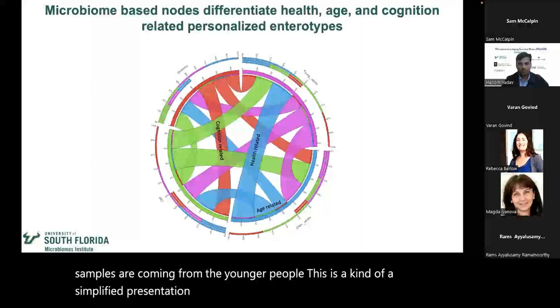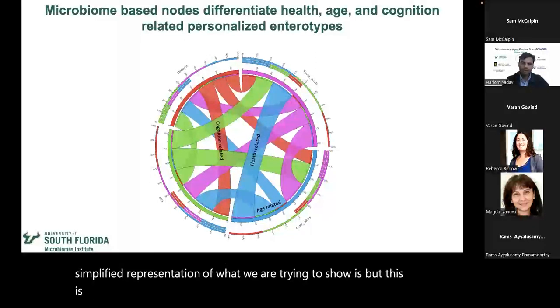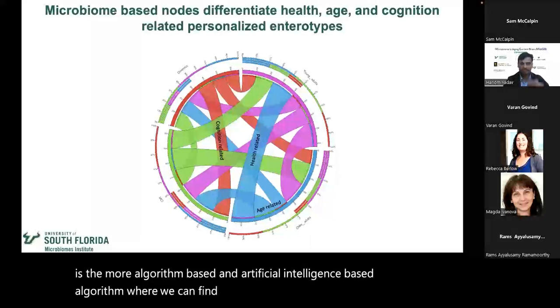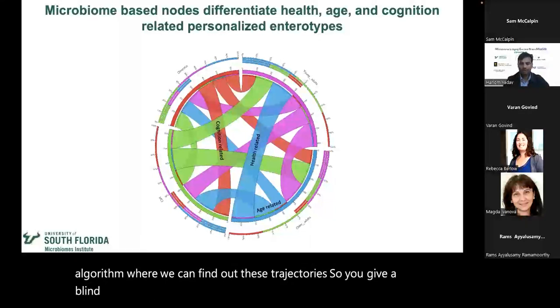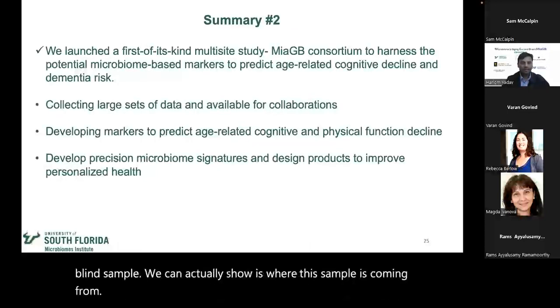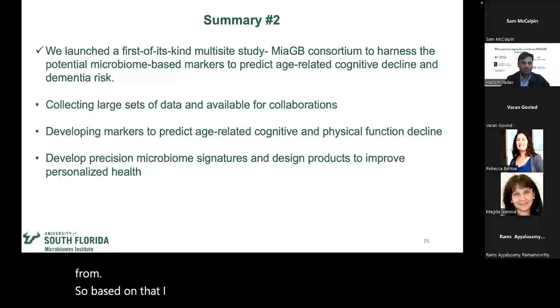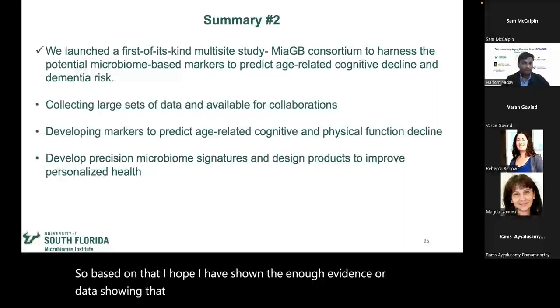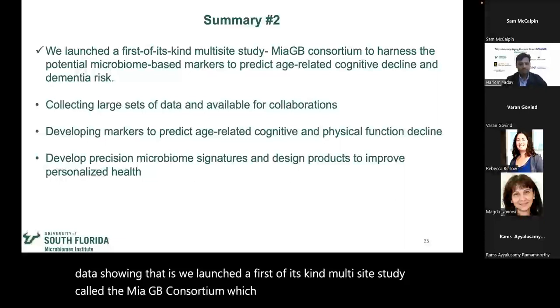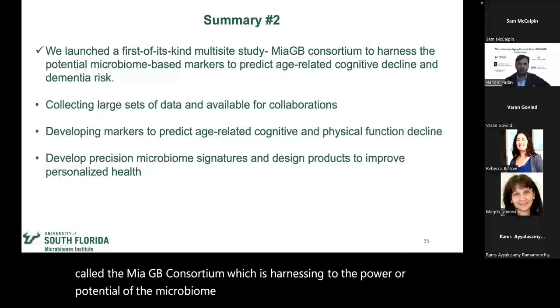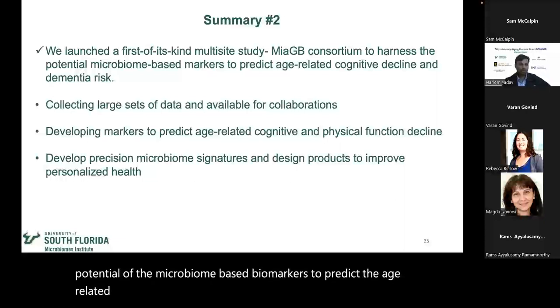What we are trying to show is that this is a more algorithm-based and artificial intelligence-based approach where we can find out these trajectories. So you give a blind sample, and we can show where this sample is coming from. Based on that, I hope I have shown enough evidence that we launched a first-of-its-kind multi-site study called the MIA-GV Consortium, which is harnessing the power of microbiome-based biomarkers to predict age-related cognitive decline and dementia progression.